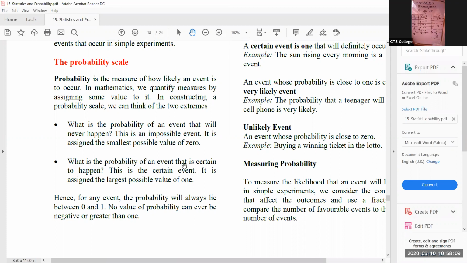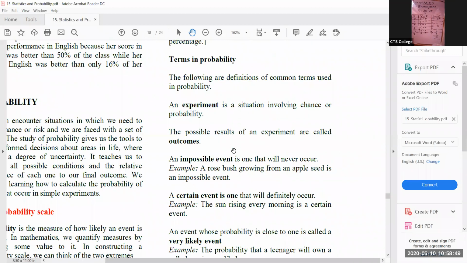The probability of an event that is certain to happen is assigned the largest possible value of 1. So if it's not going to happen, 0. If it's definitely going to happen, and you're strong about that, you think it's really going to happen, you assign the value 1 to it. Hence, for any event, the probability will always lie between 0 and 1. No value of probability can ever be negative or greater than 1. Any questions there? This is very important. You can't have a negative value, or a value greater than 1. Okay? Let's look at some examples here.